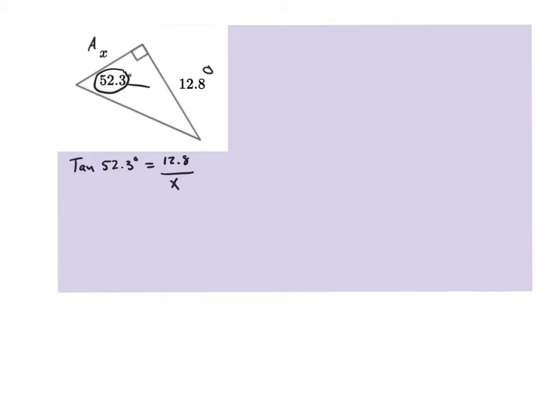Now to solve this, I can cross multiply. So I would have 12.8 equals x times the tangent of 52.3. Then I have to divide by the tangent of 52.3 on both sides. So to solve this, I would do 12.8 divided by the tangent of 52.3. Now let's take a look and see how we put that into our calculator.